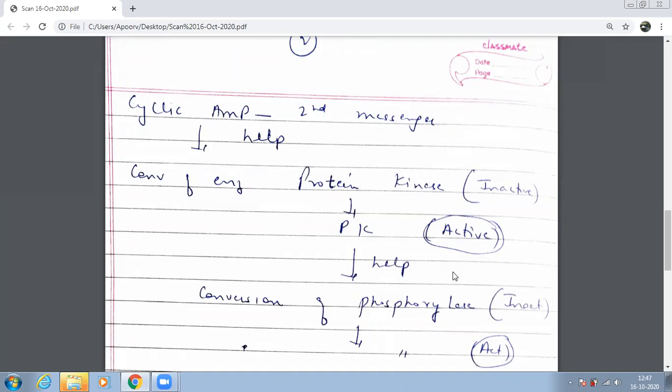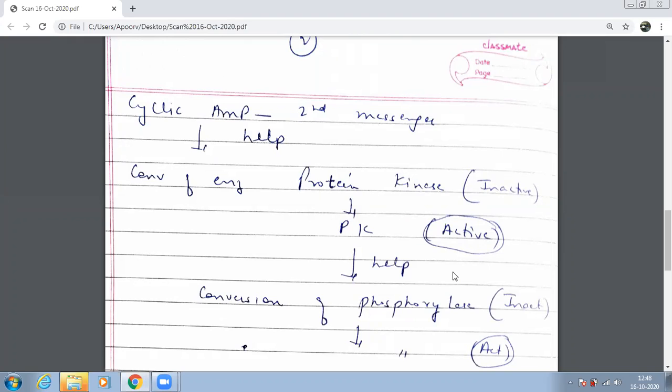Now because this enzyme has become active, it will also help in something. This active form of protein kinase will help in the conversion of another enzyme, phosphorylase. Name the third enzyme. Phosphorylase. This was also in an inactive state, and now it will convert into active phosphorylase. It's a long chain. What was the first enzyme which was activated, children? Adenyl cyclase. And then we had a second messenger. What was the second messenger? Cyclic AMP.